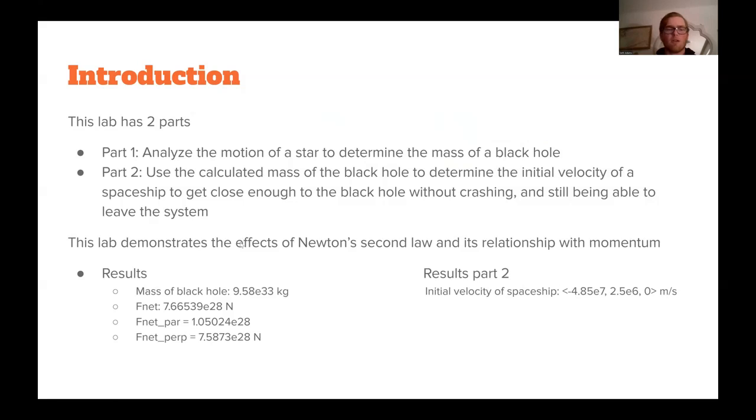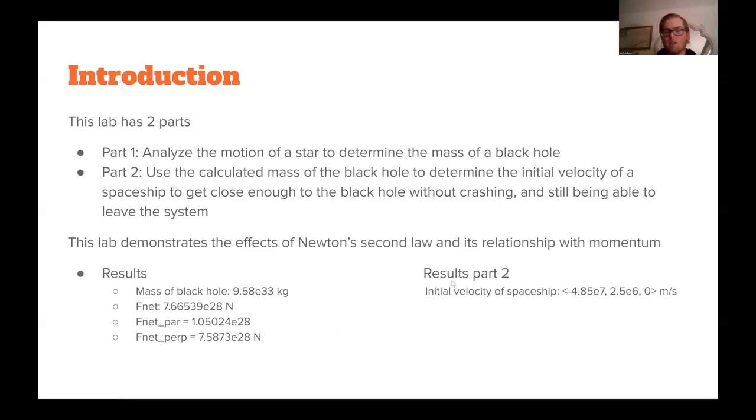A little preview of our results from this lab. The mass of the black hole was calculated at 9.58 times 10 to the 33rd kilograms. The F net force of this was 7.66539 times 10 to the 28 newtons. The F net of the parallel force was 1.05024 times 10 to the 28 newtons. The F net perpendicular force was 7.5873 times 10 to the 28 newtons.